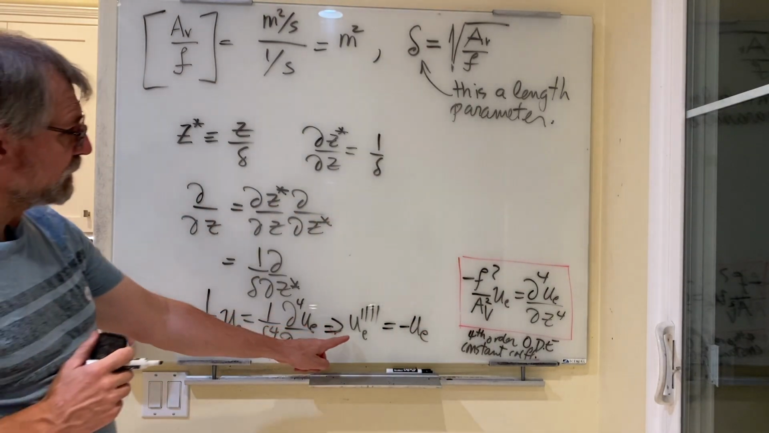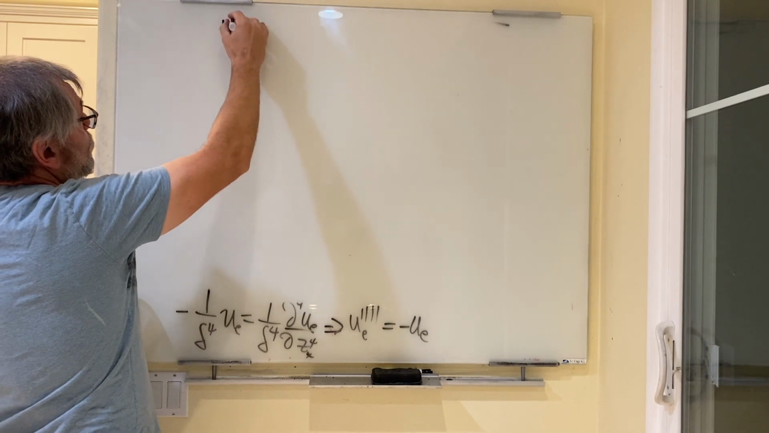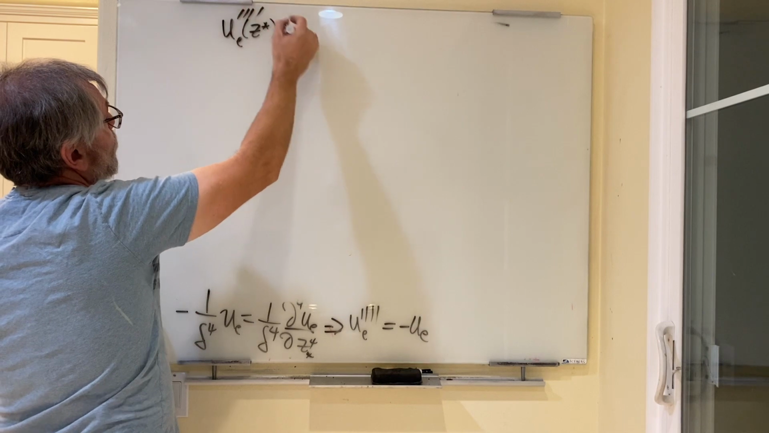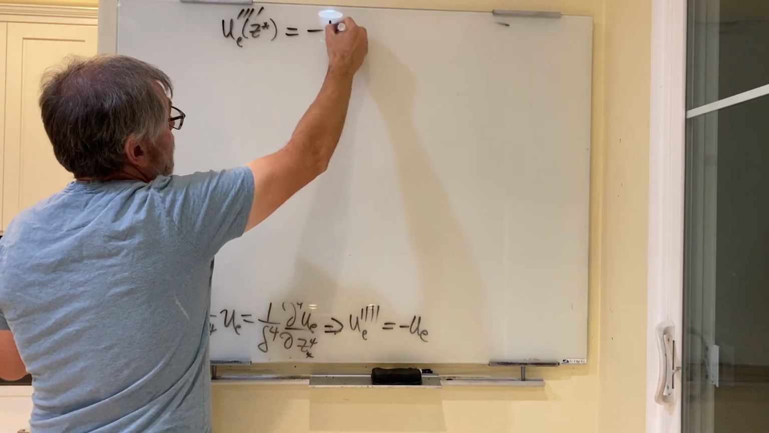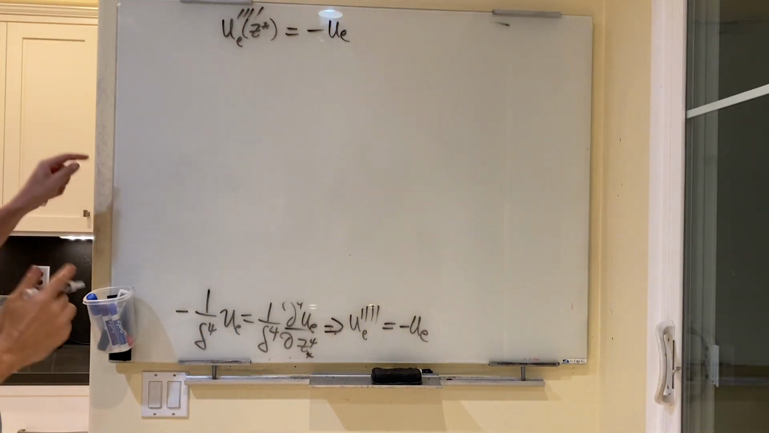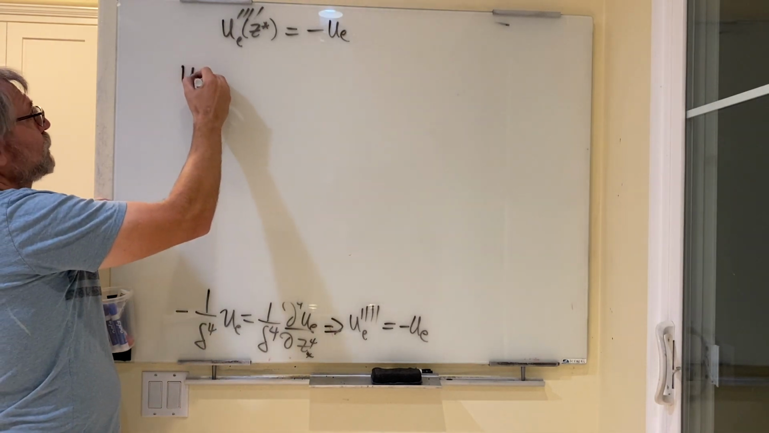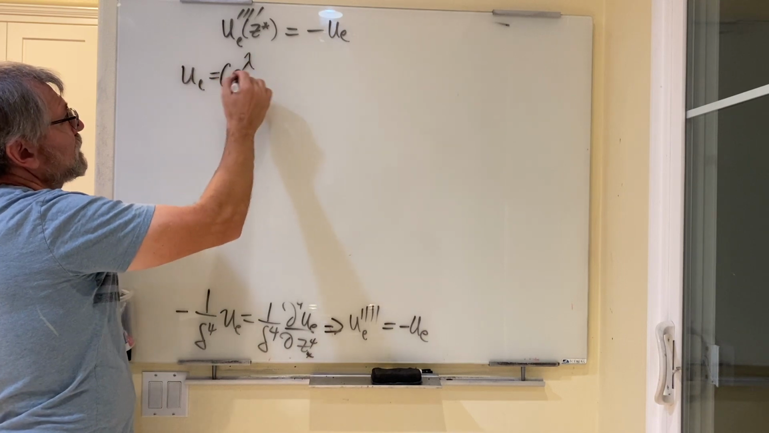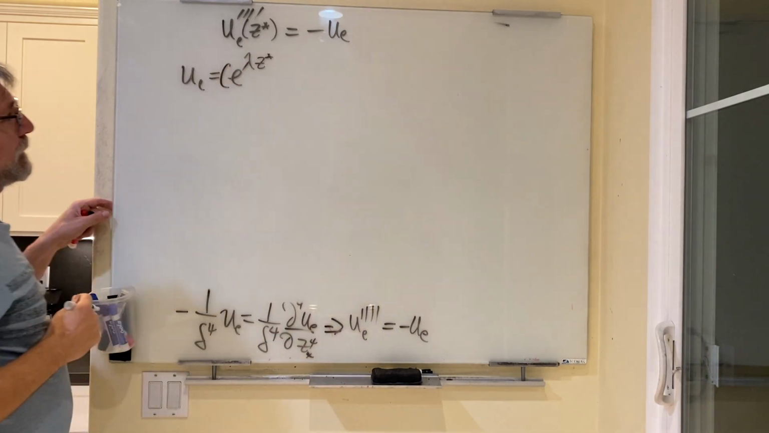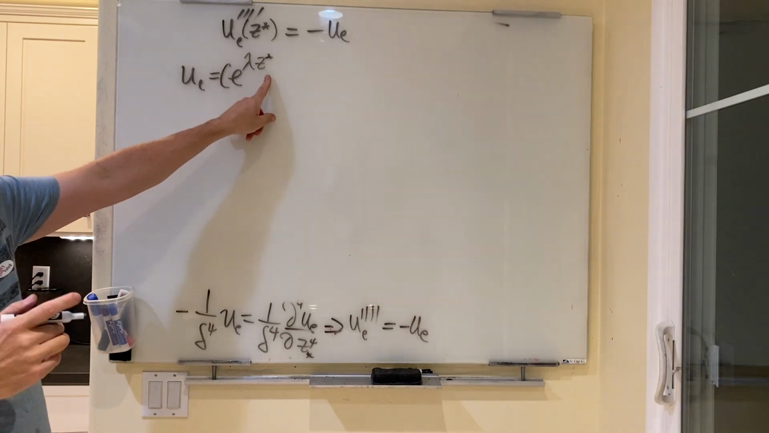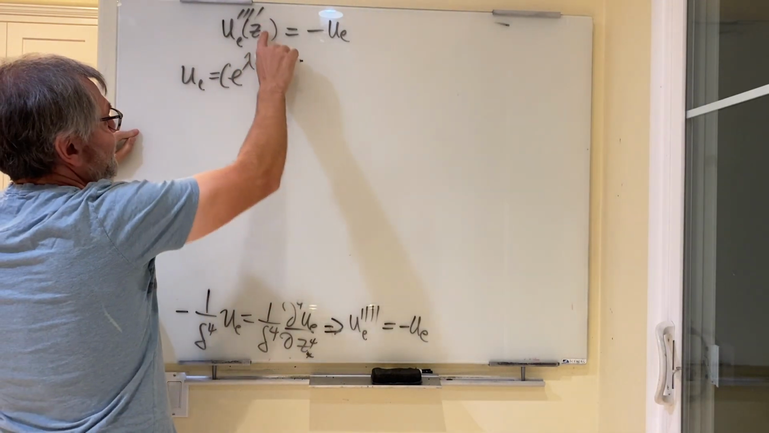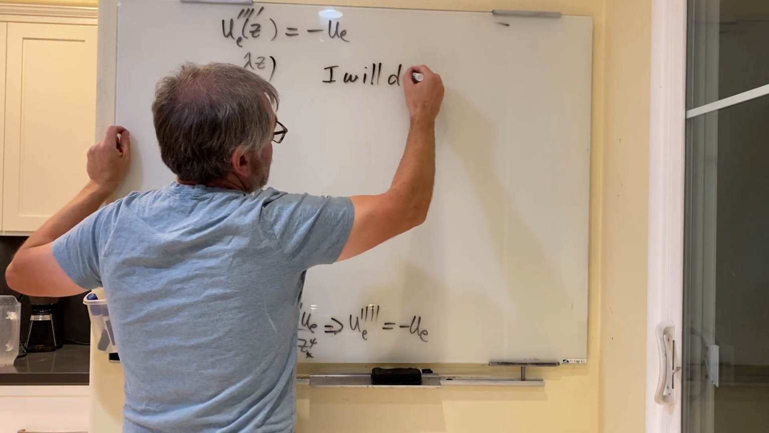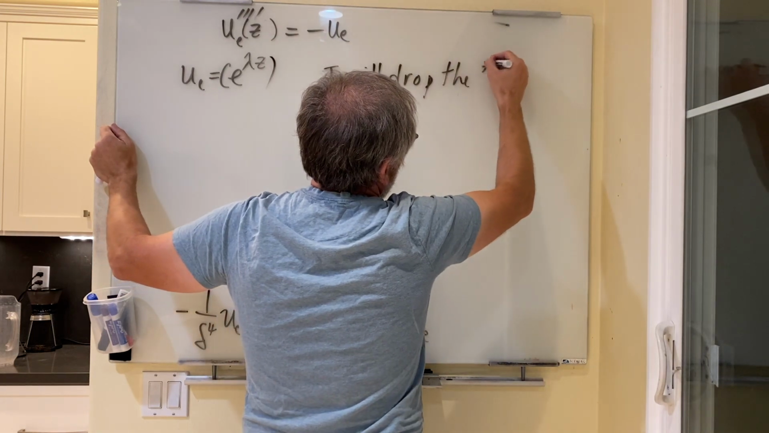And I'm going to try to solve this equation. The equation is ue of z star, fourth derivative, which is just minus ue. All right, so let's look for a solution of the form ue equals e to the lambda, some constant c, z star. And it's getting annoying to have that little star everywhere. So from now on, I'm going to drop the star.